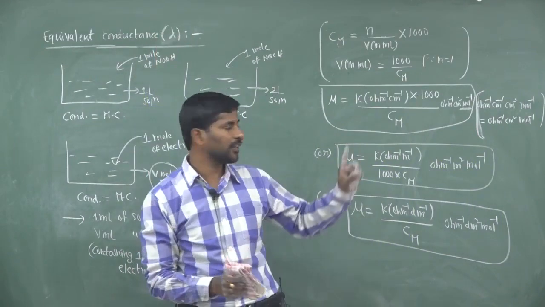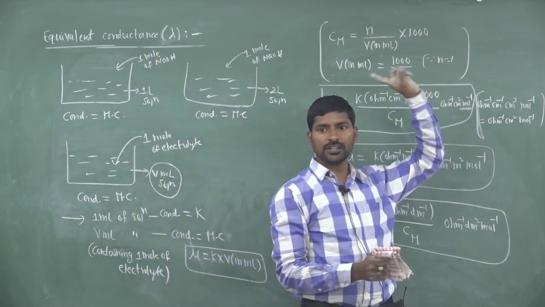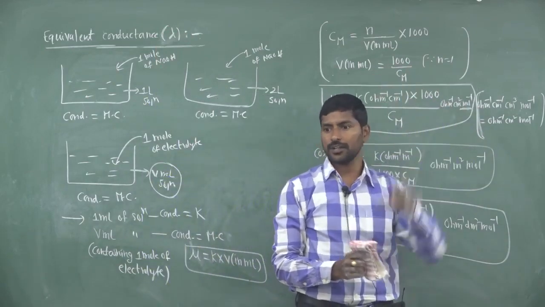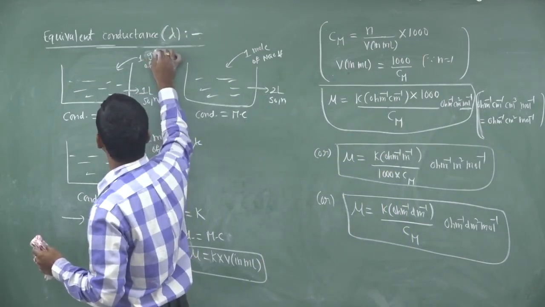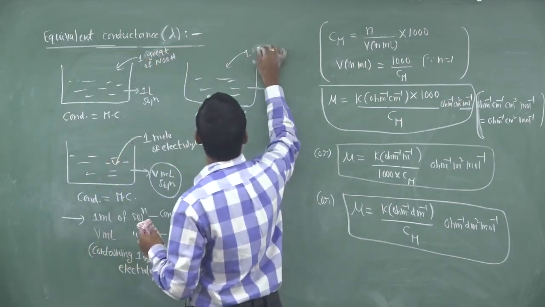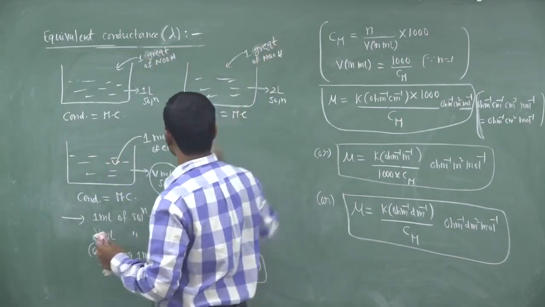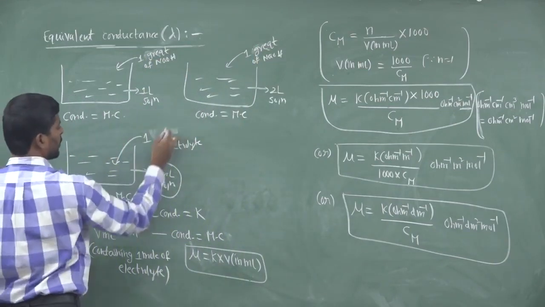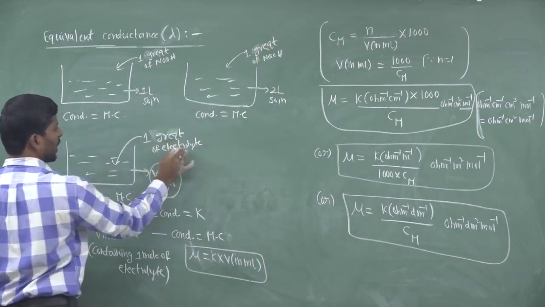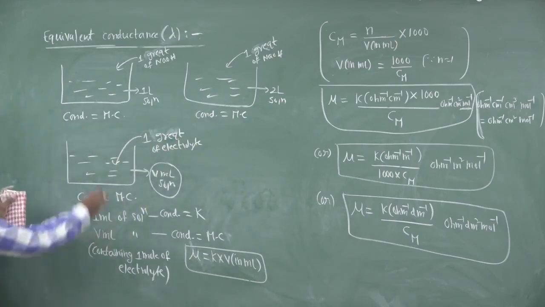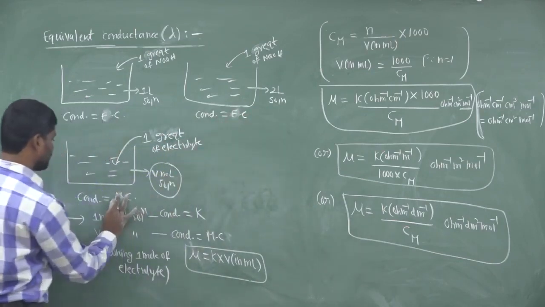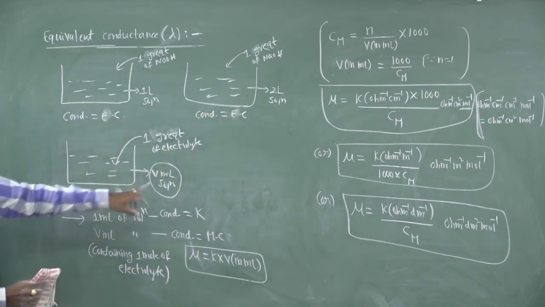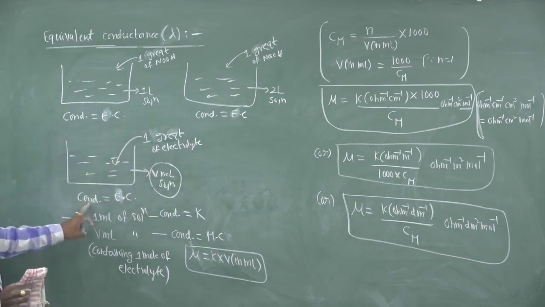But the difference is what? The unit is different. This is for 1 mole of electrolyte, that is for 1 gram equivalent of electrolyte. Whatever may be the amount of substance, the solution has to contain how much electrolyte, 1 gram equivalent of electrolyte. If the solution contains 1 gram equivalent of electrolyte, then the conductance is called what? Equivalent conductance. So in general, if V mL of solution contains 1 gram equivalent of electrolyte, then its conductance is called equivalent conductance.